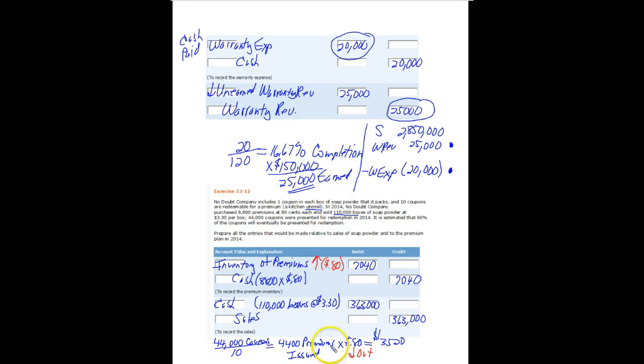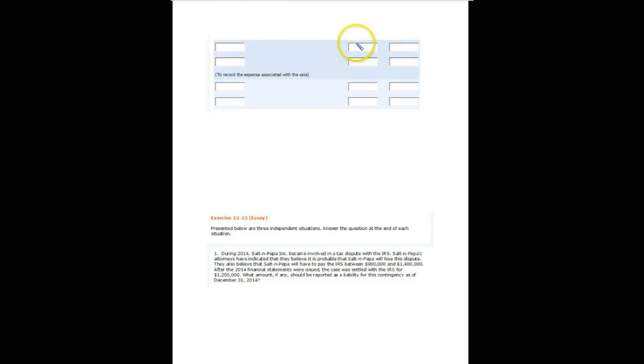So that's what we're going to do. Let's go over and record the reduction of that inventory for 3,520. So the inventory of premiums will go down. So we credit that to reduce it, and then that's our premium expense. Okay, so here is what we actually paid out. So here's what we actually gave up.